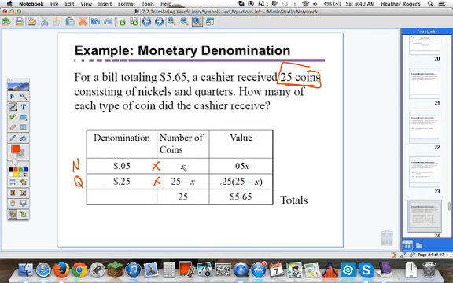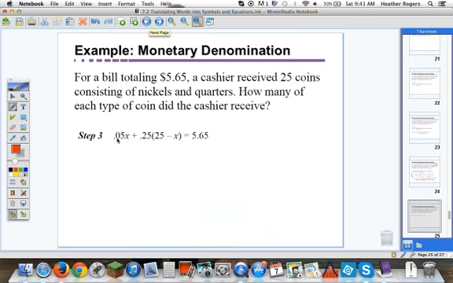Okay? We still end up with our total number of coins of 25. And then our value is 565, and what we can do is go ahead and add up our nickels and our quarters to get our total of $5.65. Now we have an equation that we can work through. 0.05x plus 0.25 times 25 minus x equals $5.65.